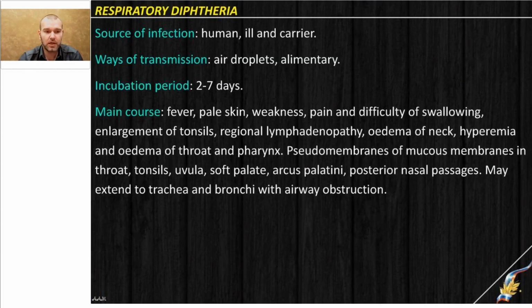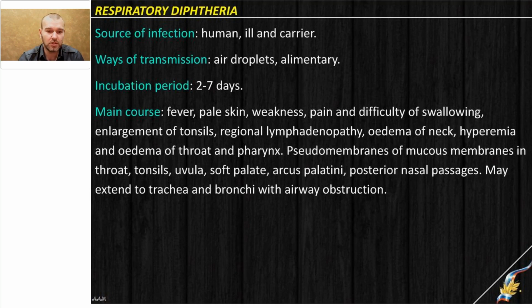So in classic respiratory diphtheria, only humans can act as the source of infection, but we have ill humans, carriers of diphtheria, or some incomplete convalescents as the source of infection. The disease is usually transmitted by air droplets during talking, coughing, sneezing, but in kids' age, it is possible to have an elementary way of transmission when kids share toys, and the bacteria can be delivered through saliva or even through some common food products. Usually the incubation period is about 3 to 4 days, minimum 2, maximum 7 days.